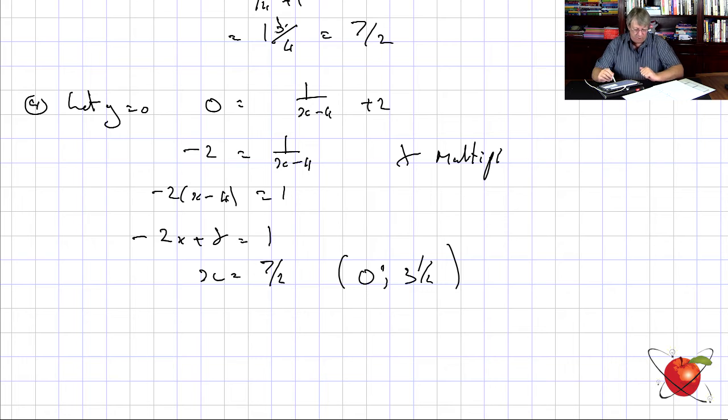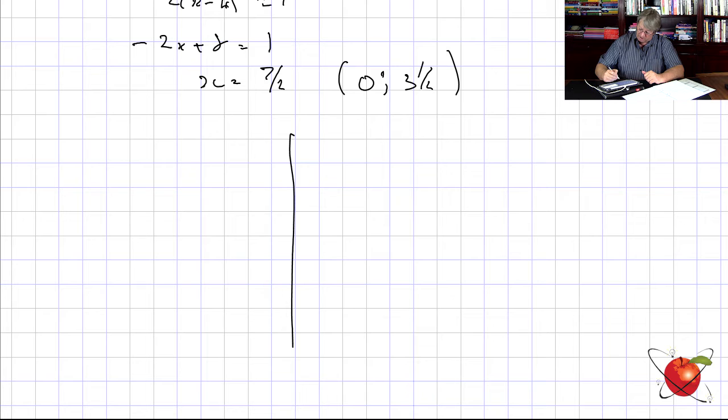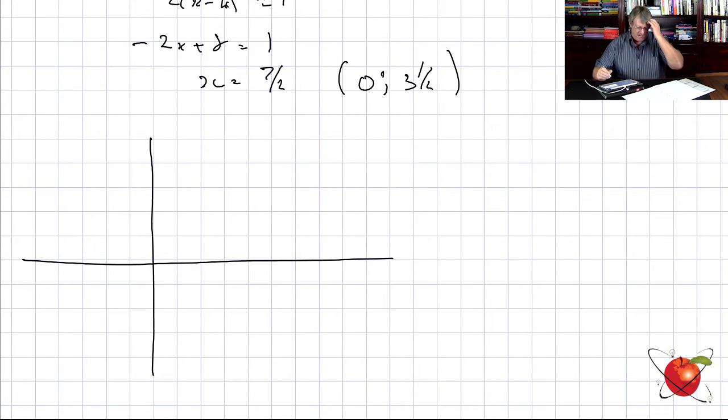Now, therefore, we can start sketching this. They've said sketch the graph. All right, let's do that, shall we? I just need to give myself a little more space to the one side. So I'm going to draw it over here first. 1, 2, 3, 4. Okay. First of all, let's put in the asymptotes: at x equals 4 like that, and at y equals 2. So we say 1, 2.